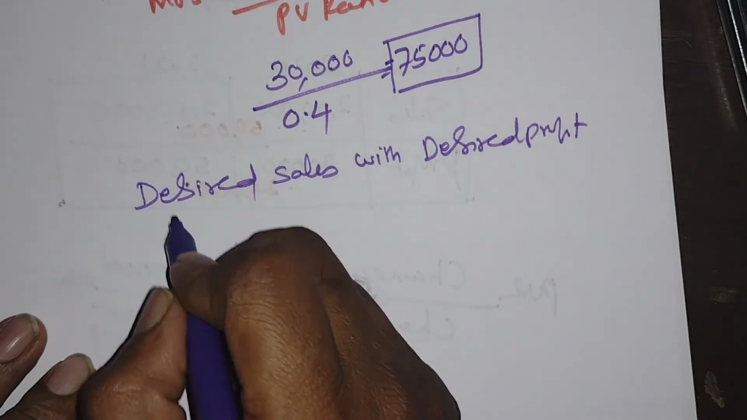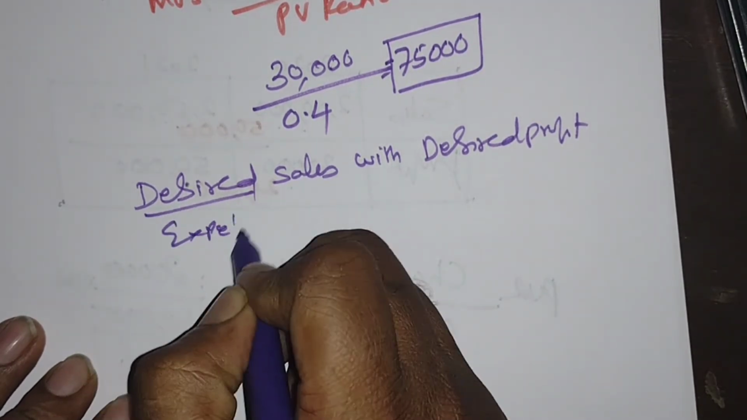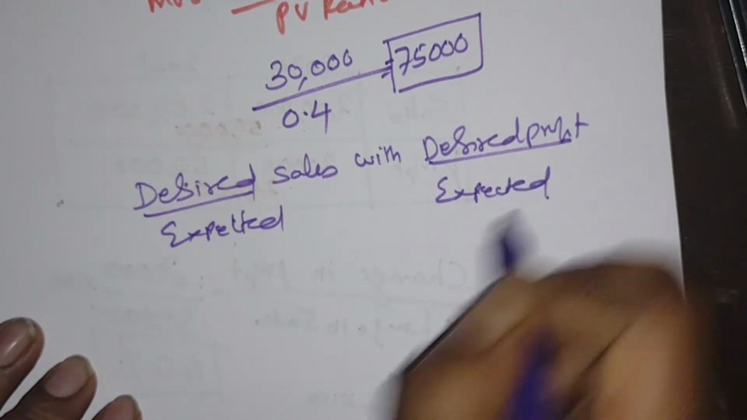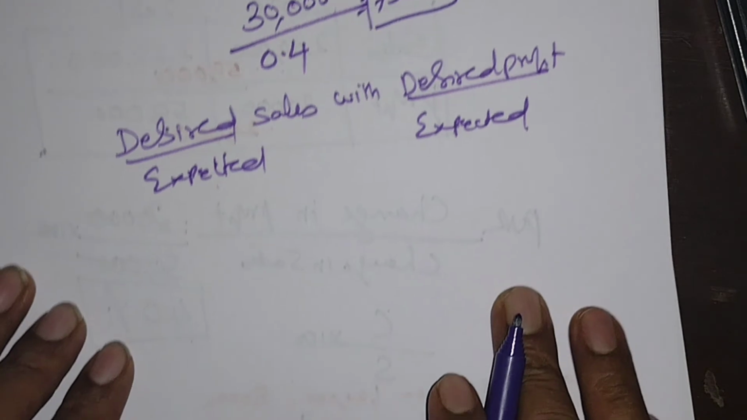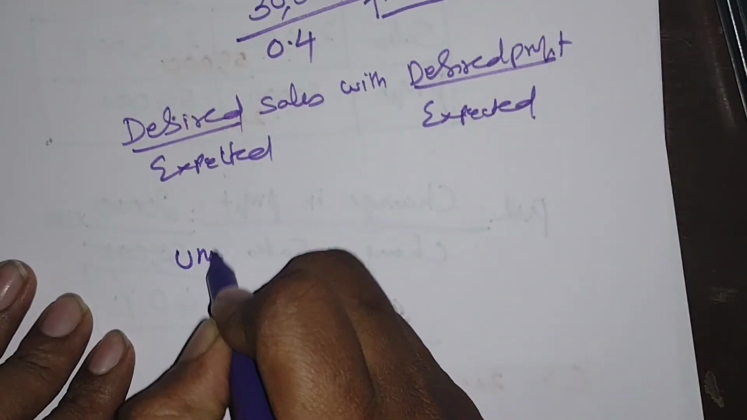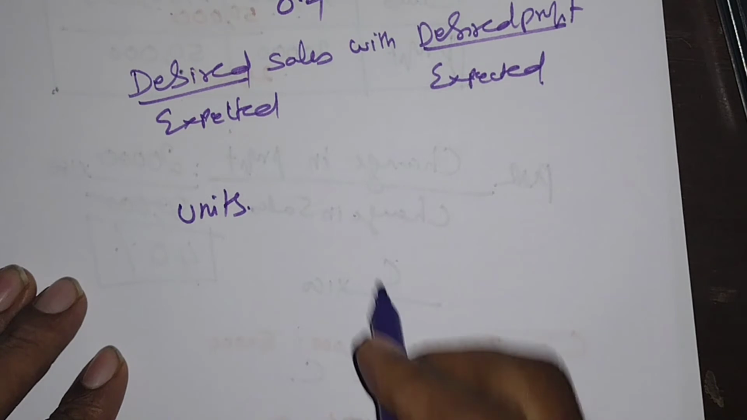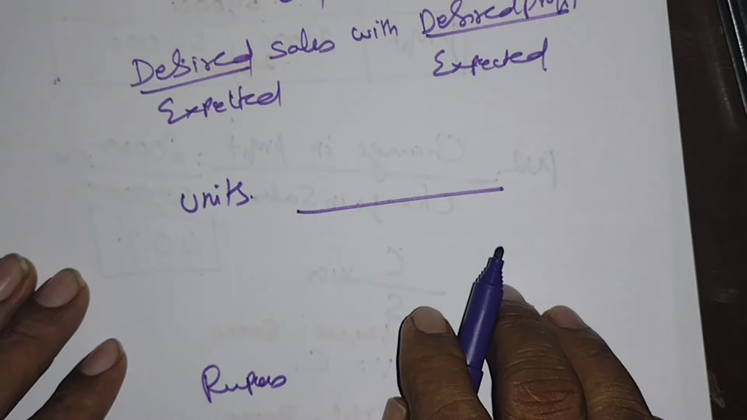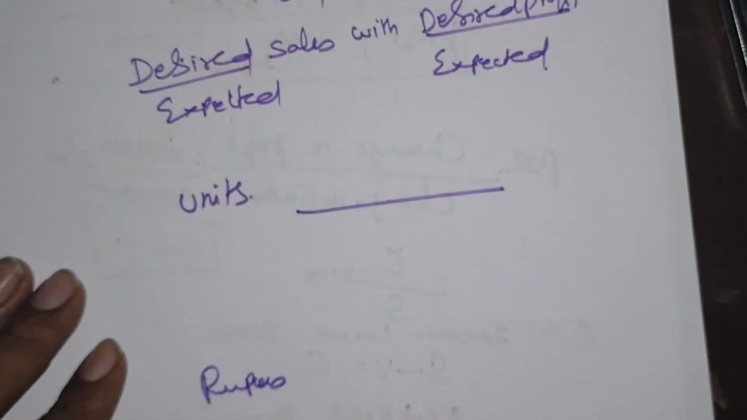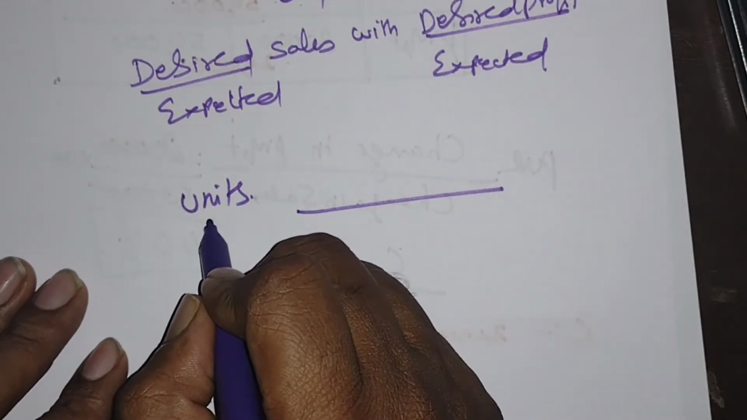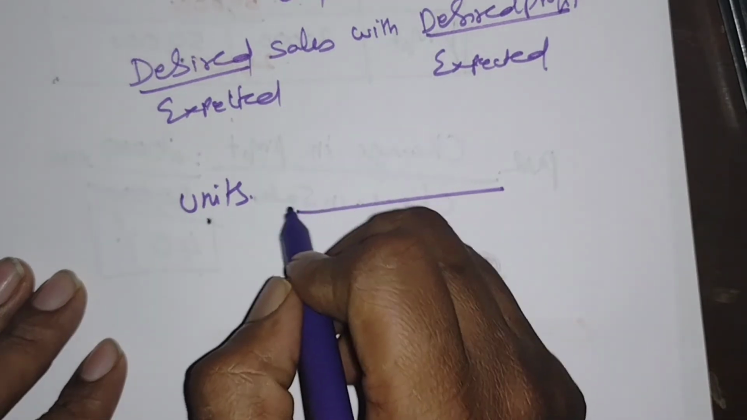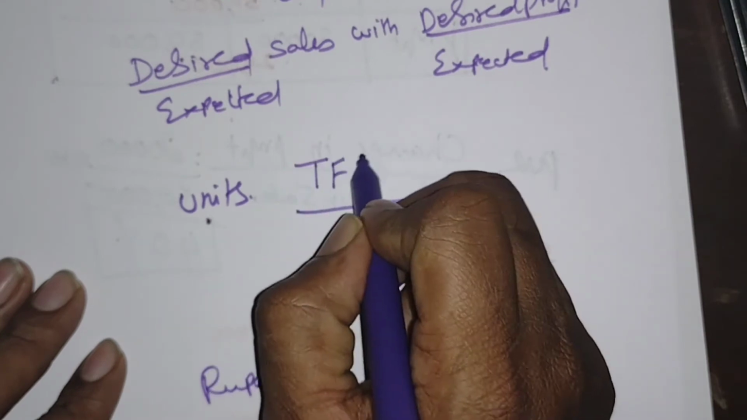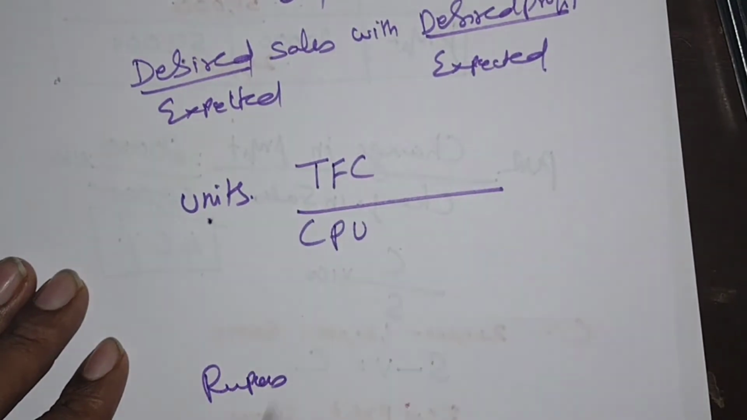Desired sales means expected sales, and desired profit means expected profit. So what are those sales? In terms of units one formula is given, and in terms of rupees another formula is given. It is very simple to remember. If I want the sales in terms of units, apply the BEP in units formula, which is total fixed cost divided by contribution per unit.